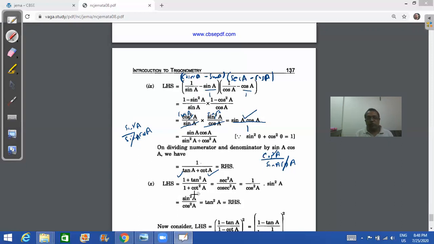Prove that (1 plus tan square A) upon (1 plus cot square A) is equal to (1 minus tan A) whole square upon (1 minus cot A) whole square is equal to tan square A. Okay, we have to prove that the first and second parts are equal to tan square A. So this is the first part, we are doing this.